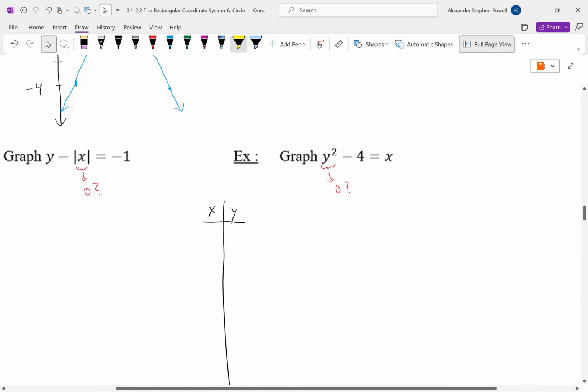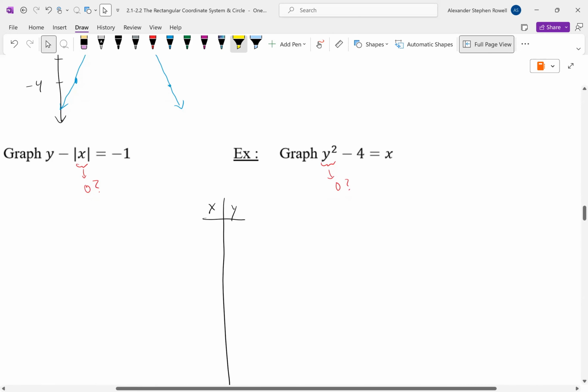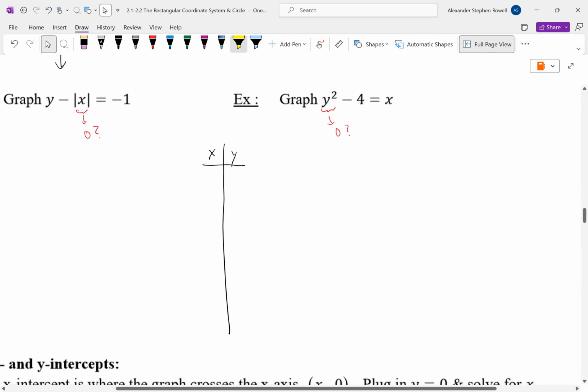That means we want to plug in values for y instead of x. And that's why this is different. What would make that 0? y equals 0. I want to plug in values near y equals 0. What are values near 0? -1, -2, and 1 and 2. It would make the x 0. Now that we have those y values, we'll plug in to find the x values.